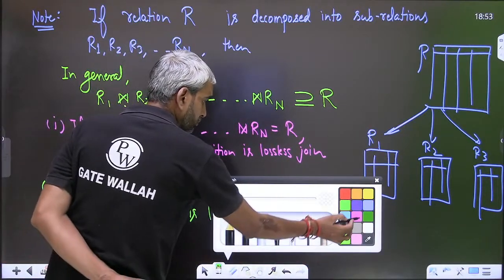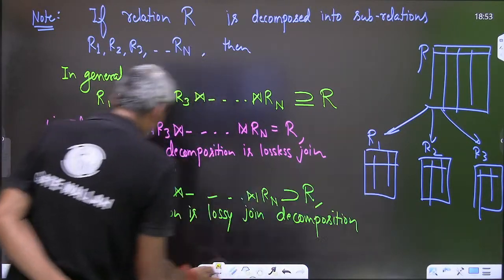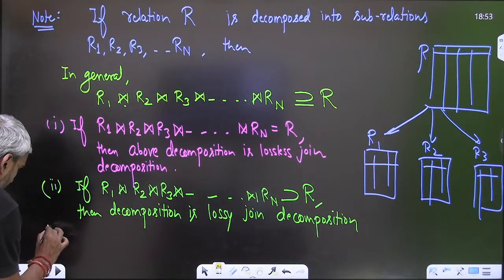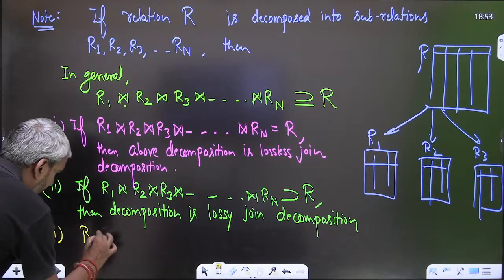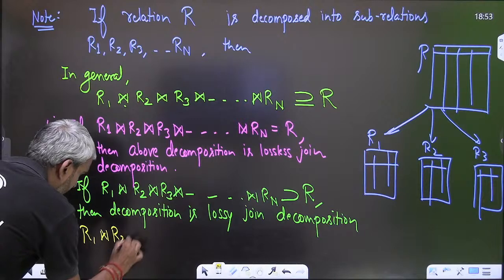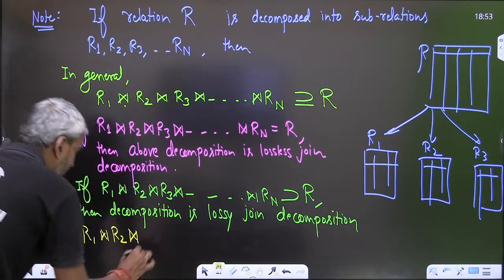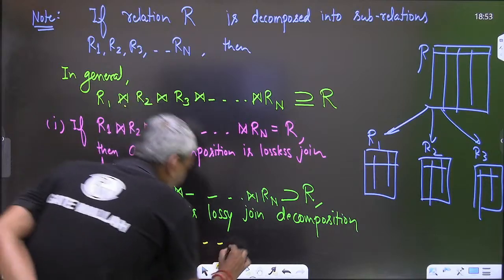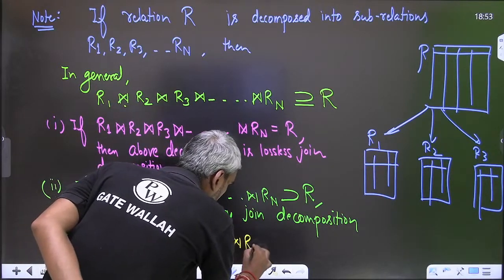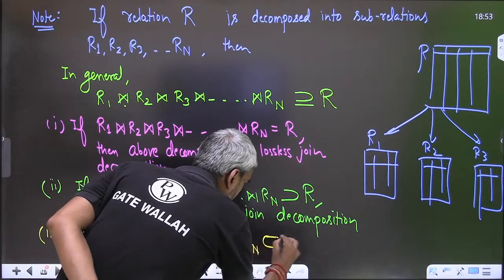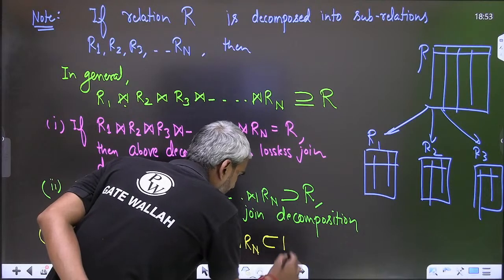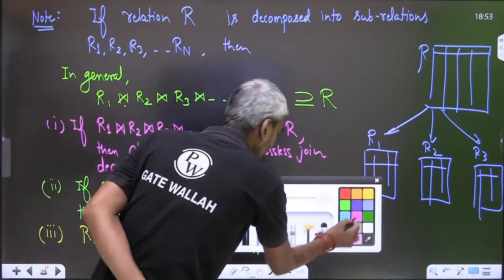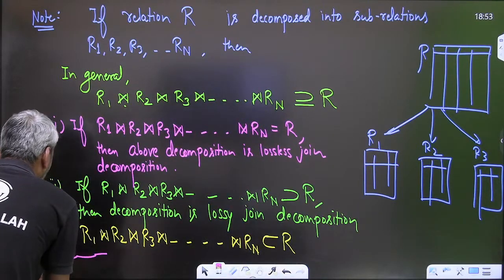Third one, you can say, sir, is it ever possible that the natural join of all these subrelations is a proper subset of R? Come on, if it is happening, you must have committed some mistake. It is not possible.